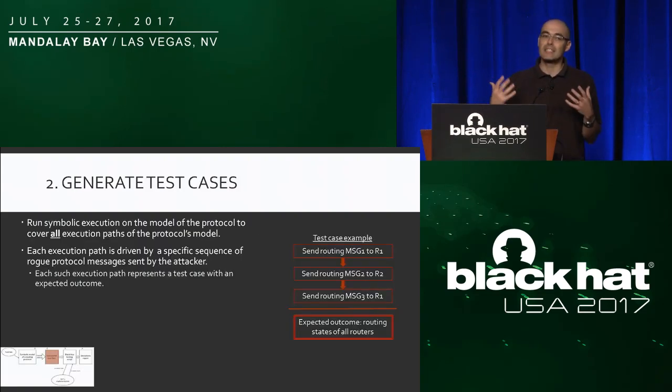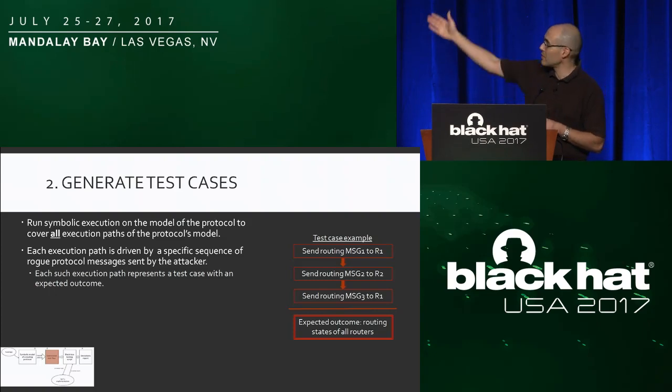Okay, so we apply this symbolic execution procedure on the network model. And this means that we actually trace all the execution paths of our network model. We actually trace all the different behaviors of the network model, and we find out which input of which packets the attacker should send to the different routers in the network in order to trigger all the execution paths of our network model.